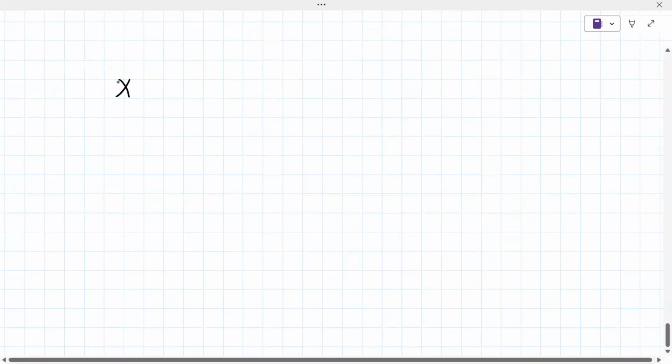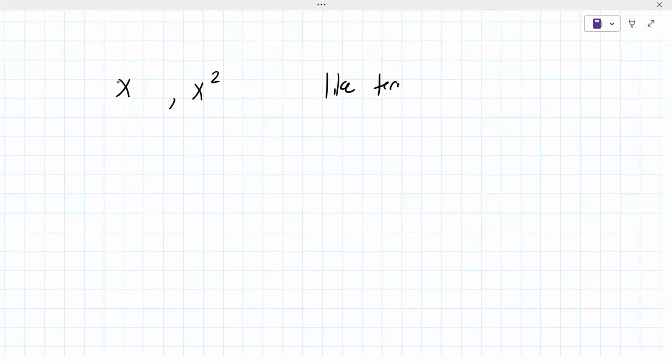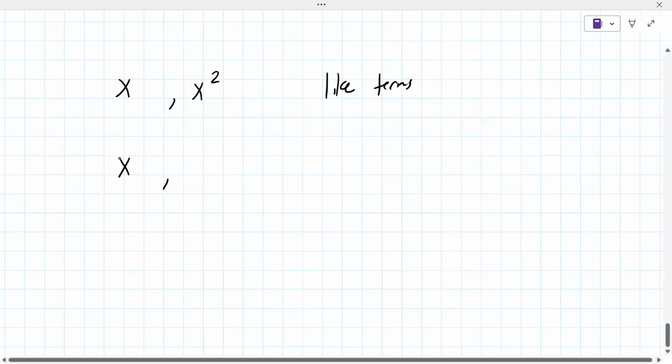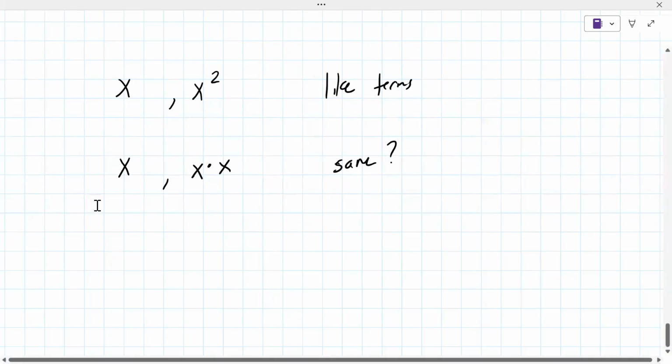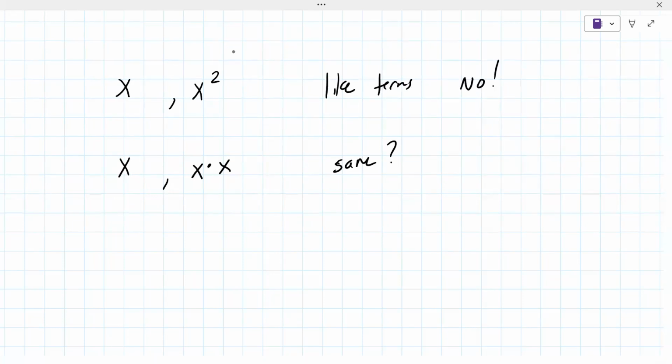Now, question for you is, x and x squared, are these like terms? If you're not sure, probably better to say you're not sure than to guess at this point. Yeah, I'm not sure. Okay, so let me write them differently. Is x and x times x, are these the same? Are these exactly the same? No, this one's got more x's. So the answer is no, they're not like terms.